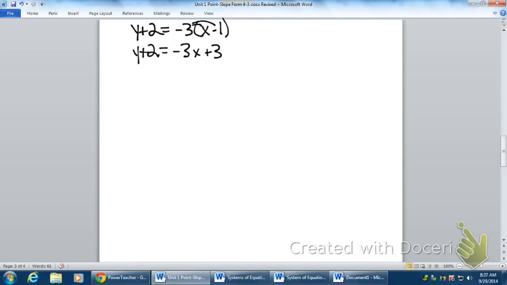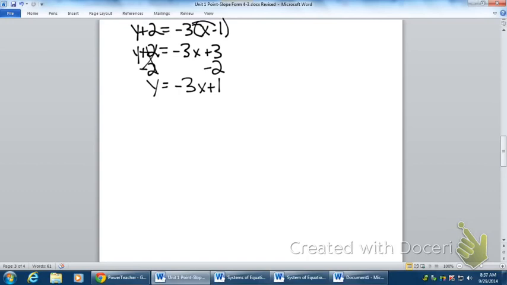Now, you can either add 3x to both sides, or you can minus 2 to both sides, whichever one you want to do first. Me personally, I like to minus 2 from both sides, because whenever you have to get these in slope-intercept form, you're already doing that. You're already making that step. That gives me a positive 1. All I'm doing is simplifying and getting x and y on the same side.